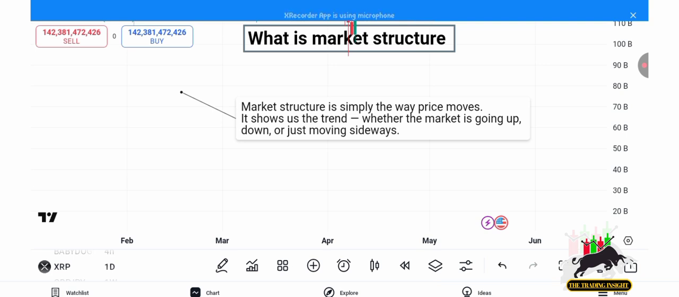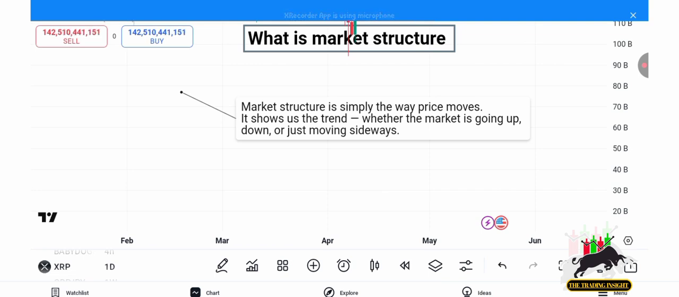A lot of us might already know what market structure is, but in this simple guide, I will break it down in a way anyone can understand, even if you're brand new. Once you understand structure, trading becomes way clearer. Let's keep it simple and real. I want to make this video as simple as possible, so that people will understand, and we won't be talking too much. We'll be diving into practicals.